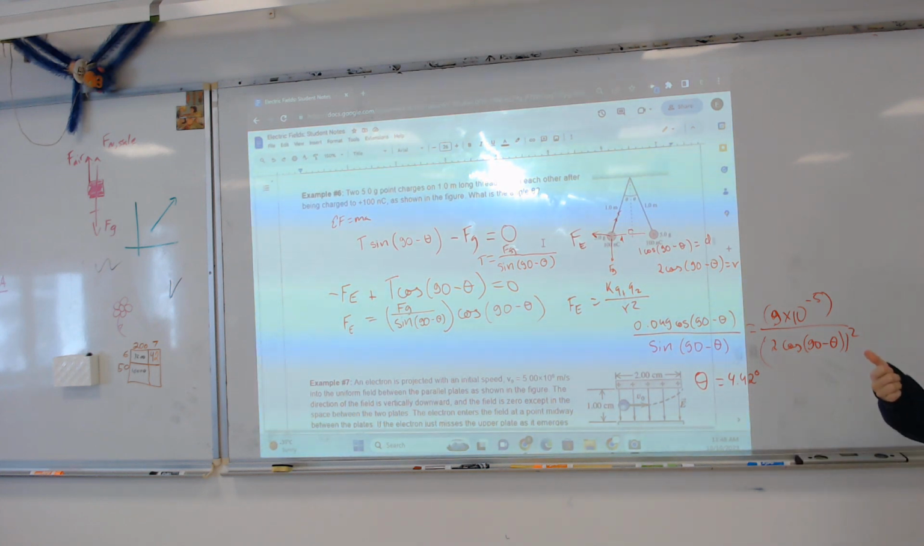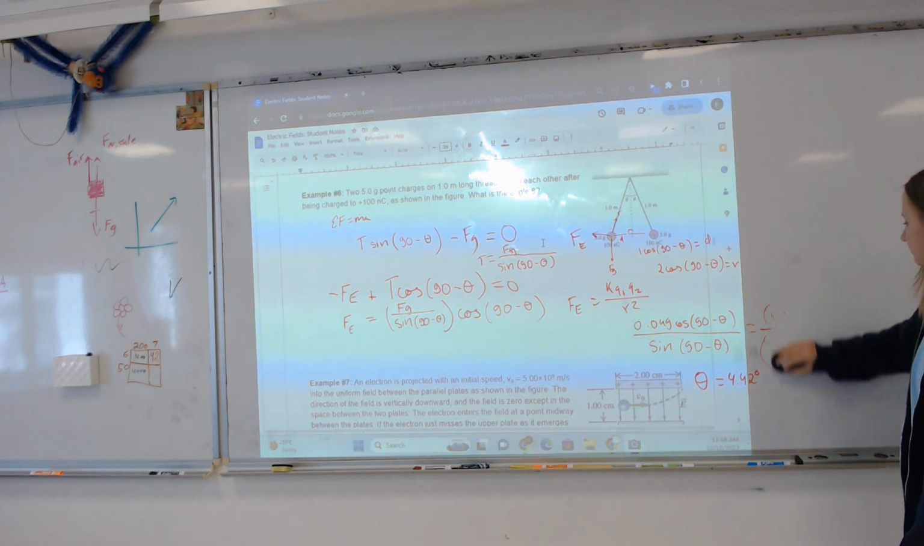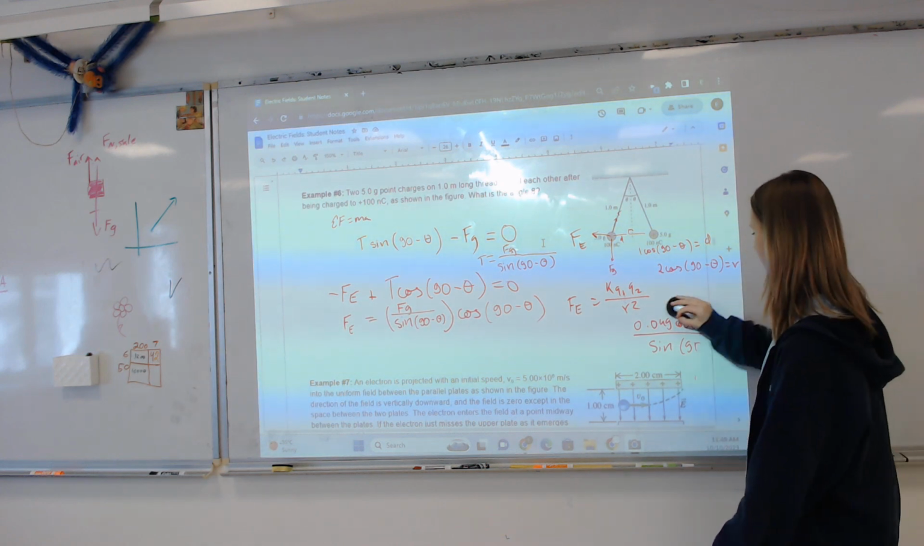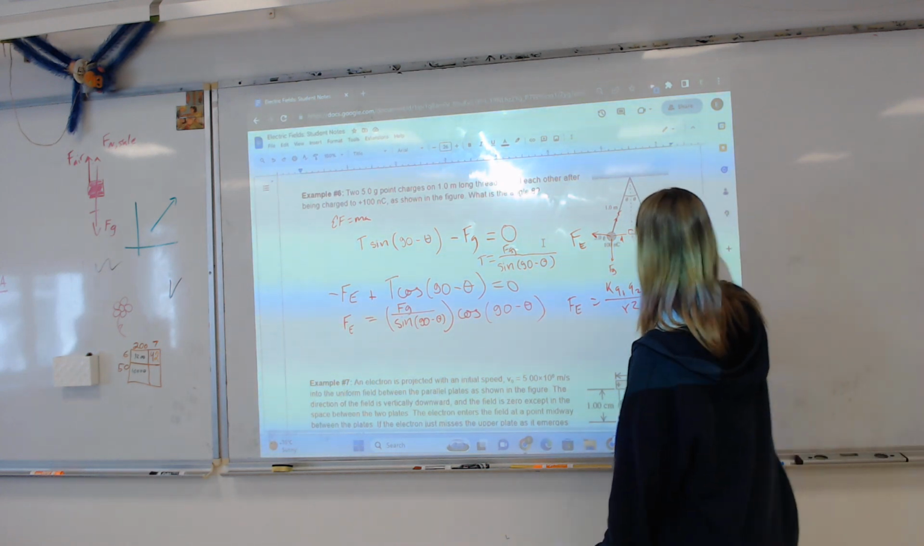So, forces, right? She did the horizontal forces, she did the vertical forces, and then she did the electric force by doing the K Q1 Q2 over R squared. Put all that together, put it in the calculator, solve it.